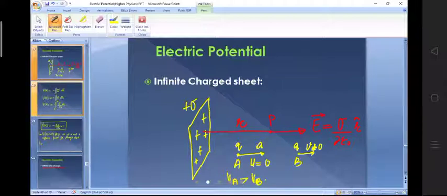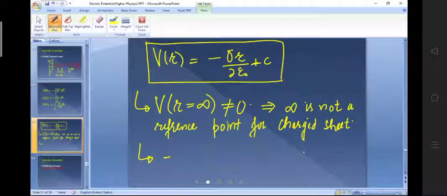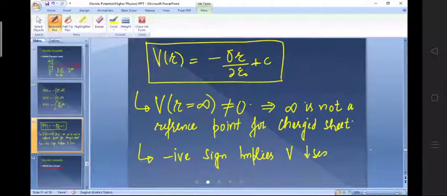So that means as R increases, the distance from the charged sheet increases, and the electrostatic potential decreases with the distance. That is what this negative sign implies. This negative sign implies potential decreases as R increases. Here I can safely plot the graph.